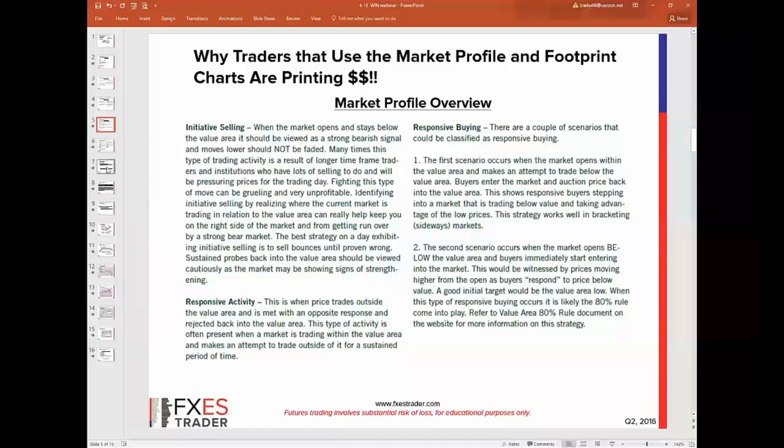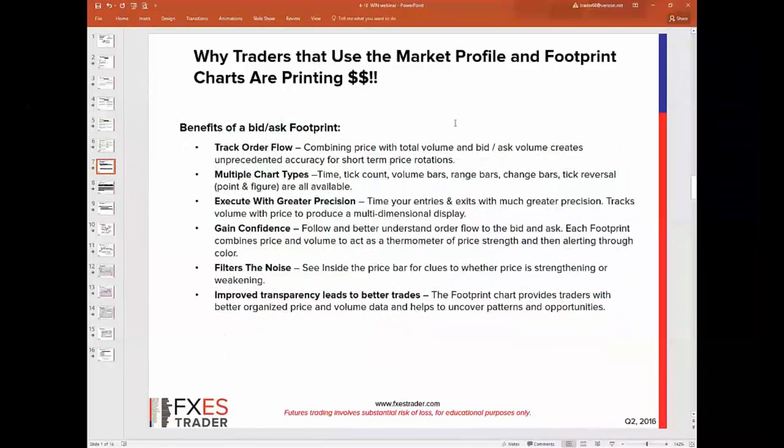Just understand the relationships of that. All right, let's get into the footprint. This is about the exact opposite of what I've been talking about, because now we're going to absolutely microscope all the way down to the execution level in the market.